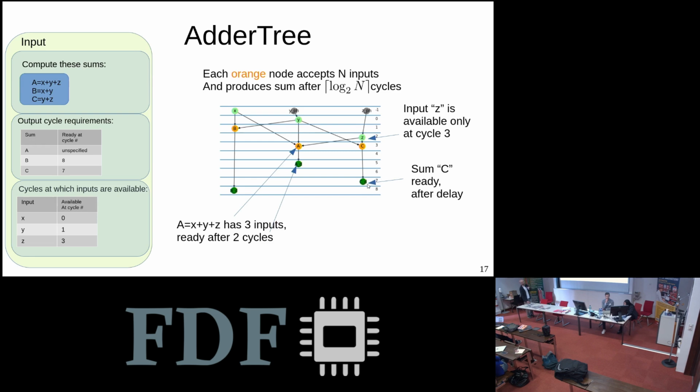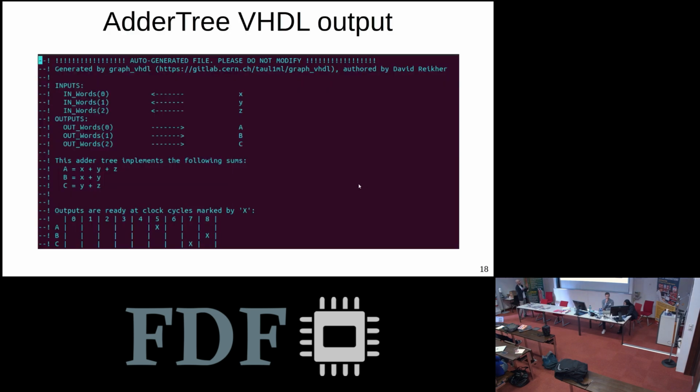And all this is automatically generated in VHDL code, which looks something like this. I'm particularly proud of this comment, because there is this table at the end that shows exactly when the outputs are ready, and this really helped debug things. So it shows everything, the sums and the inputs and the outputs.